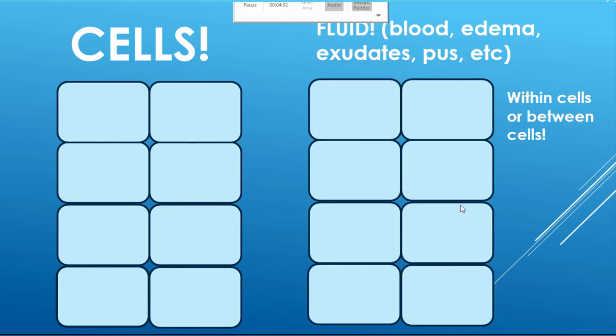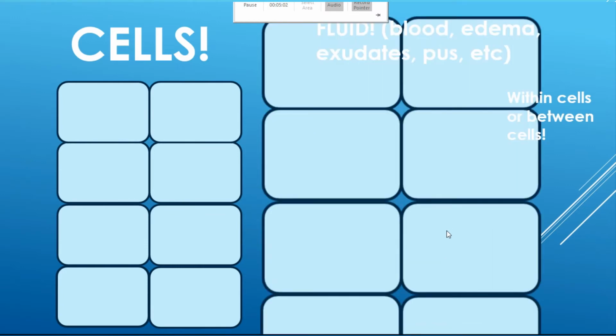So what does that look like? Well, here's our stack of cells, and let's say that we are adding fluid inside the cell. What's going to happen is we're adding something to a tissue or a cell, and the cell is going to get bigger. Okay, so if the cells are getting bigger, that means the tissue is getting bigger as well.